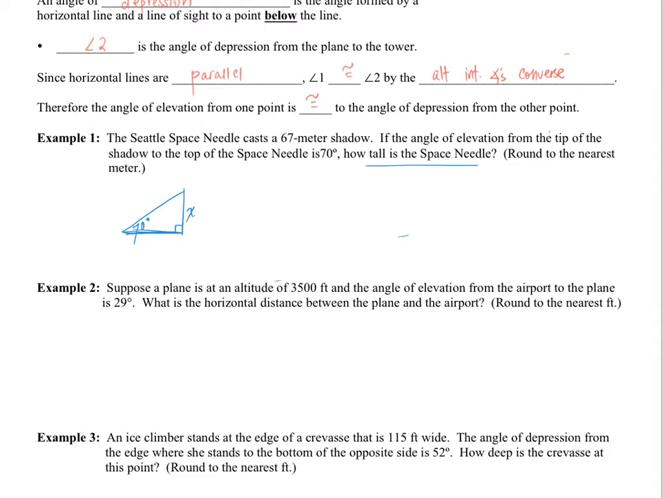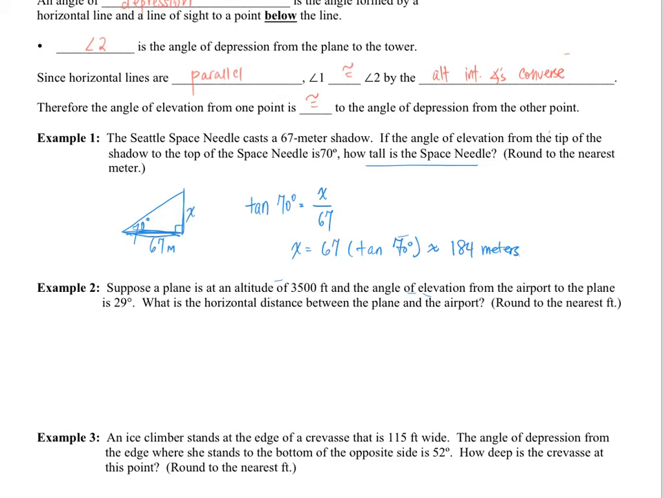I know the shadow is going to be 67 meters, and in this case I need to use tangent. So tangent 70 degrees equals the opposite side, x, which is what we're looking for. And we put it over the adjacent side, 67. And using a calculator, you type 67 times tangent 70 degrees, and this would be about 184 meters.